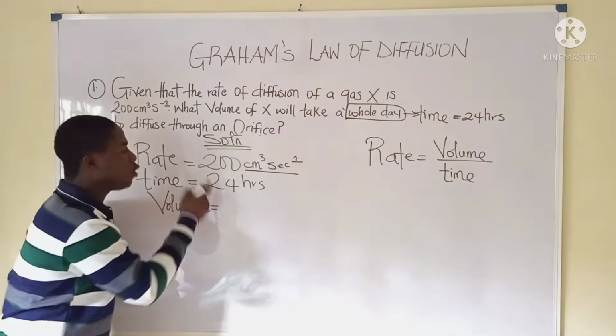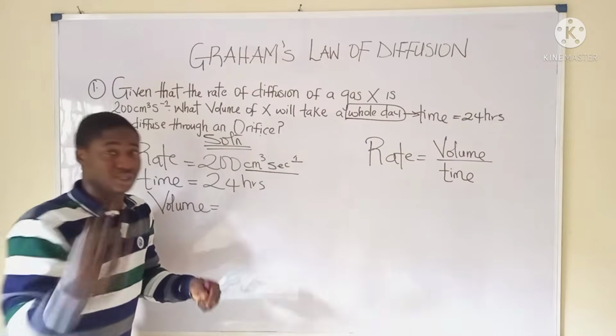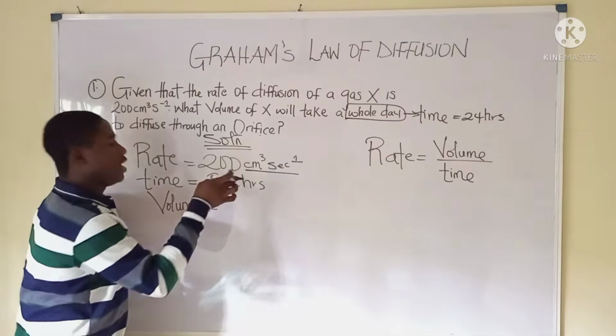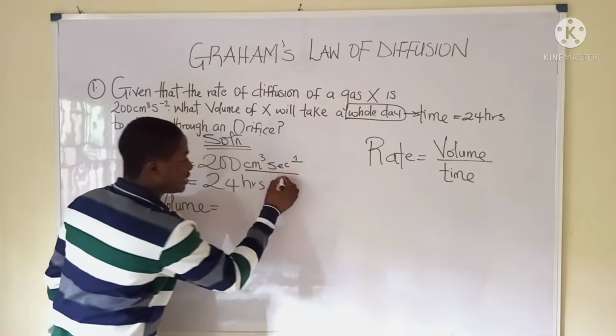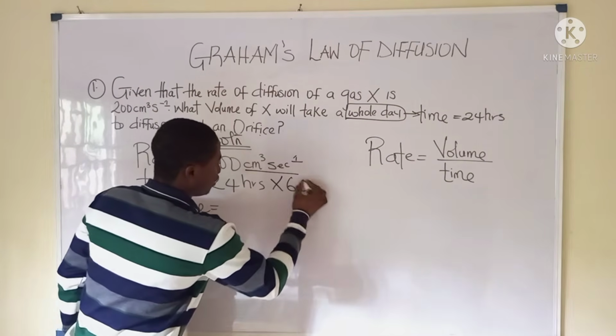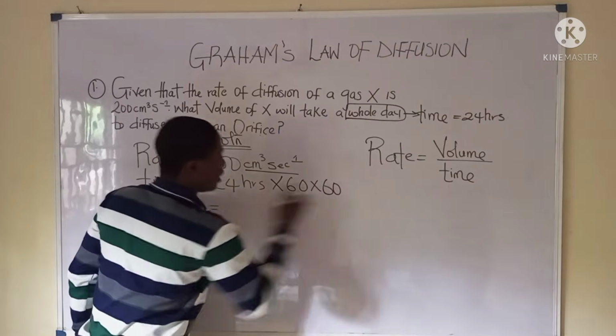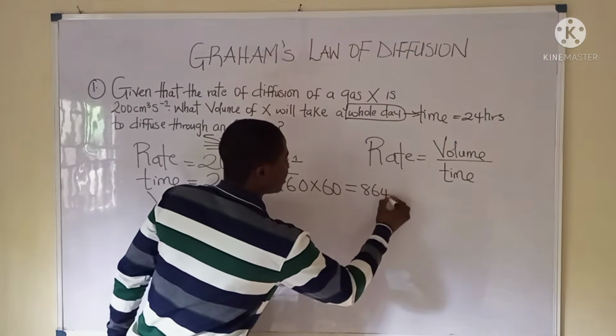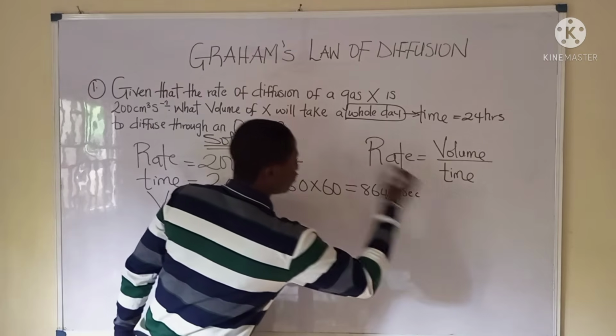So basically, we convert 24 hours to seconds. And how do we do that? Very simple. We simply say 24 hours times 60 times another 60. When we do this, we get 86,400 seconds.